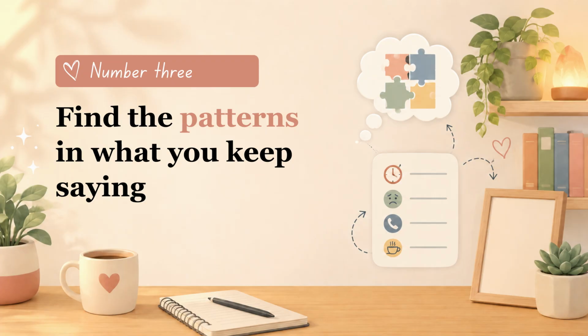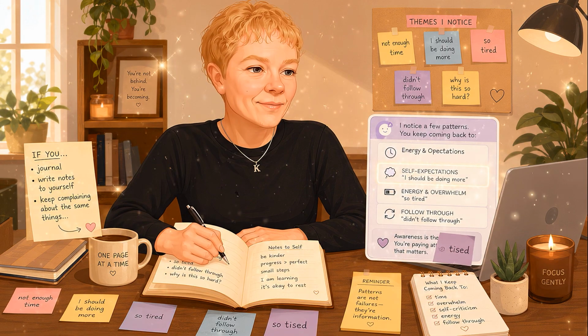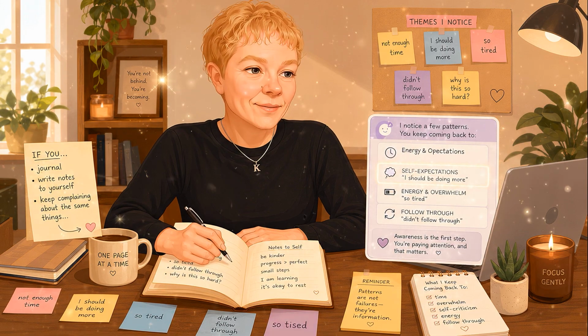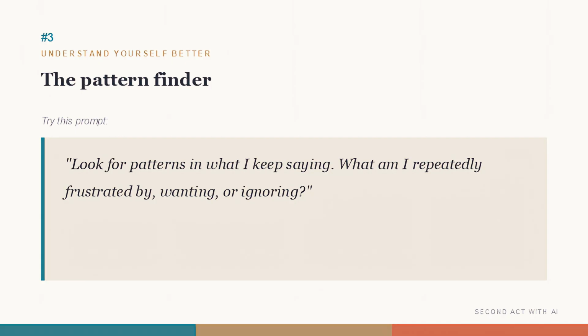Number 3, find the patterns in what you keep saying. Now, this one's really cool. If you journal, or if you write notes to yourself, or if you just notice you keep complaining about the same things, I want you to paste those into AI and then ask it, look for patterns in what I keep saying. What am I repeatedly frustrated by, wanting, or ignoring?